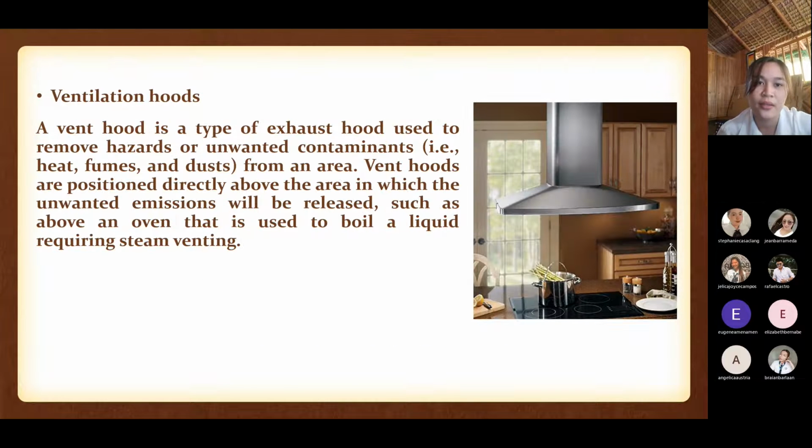And the last one is the ventilation hoods. A vent hood is a type of exhaust hood used to remove hazards or unwanted contaminants from an area. Vent hoods are positioned directly above the area in which the unwanted emissions will be released, such as above an oven that is used to boil a liquid requiring steam venting.